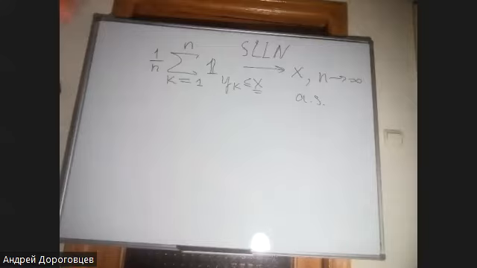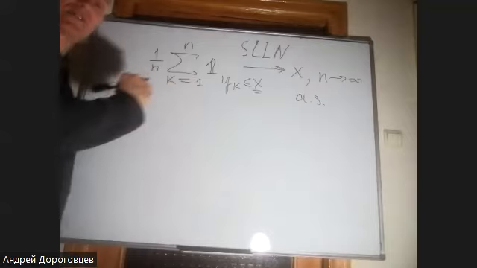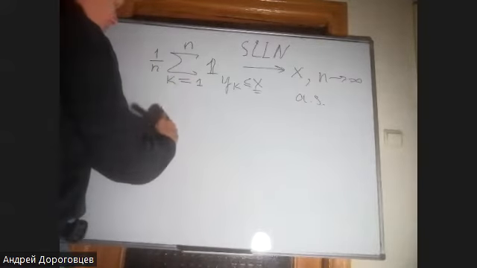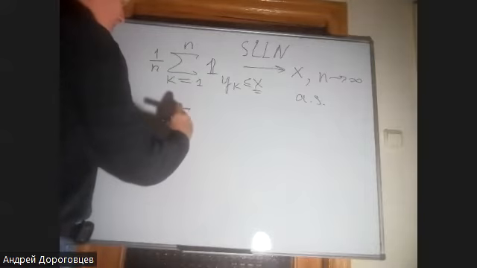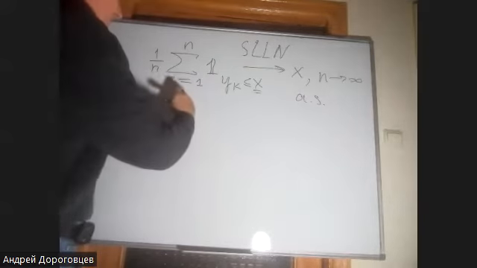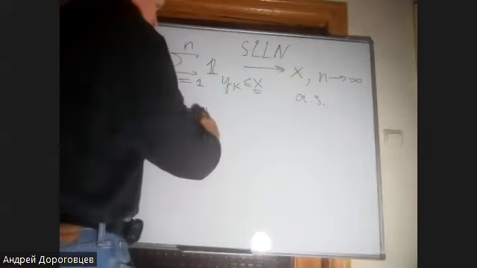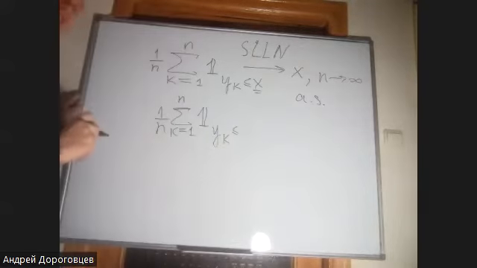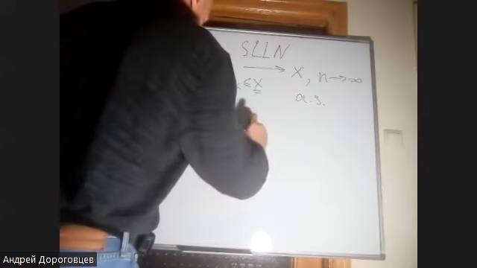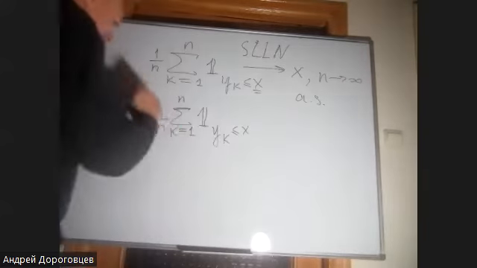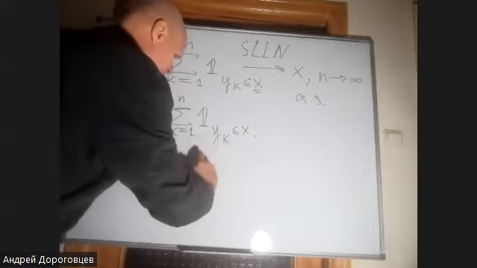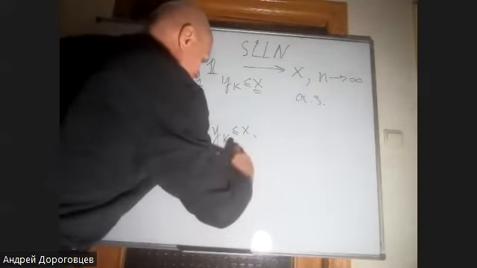This is the one point of view. Another one, that this is a function: 1 over n, the sum from k equals 1 to n of the indicator that Yk is less than x. In order to emphasize that this is a function, we put here a comma and say x belongs to [0, 1], and we get a function.